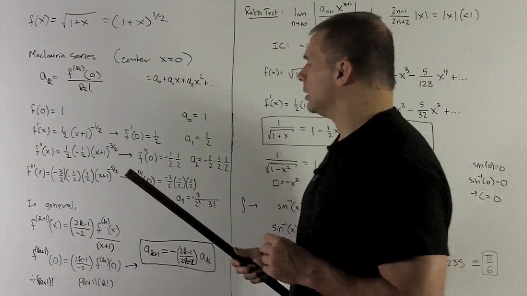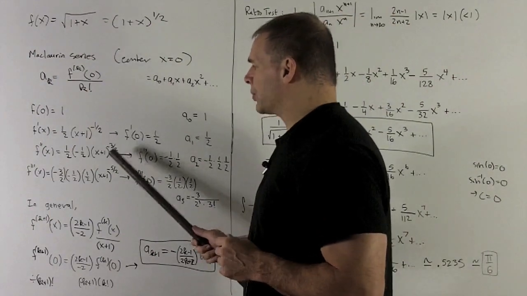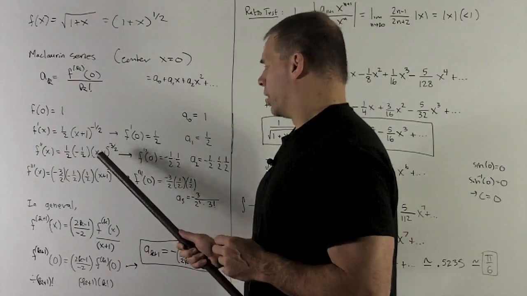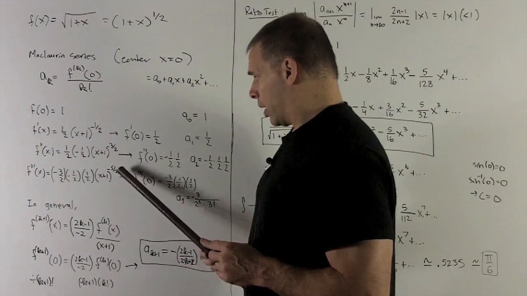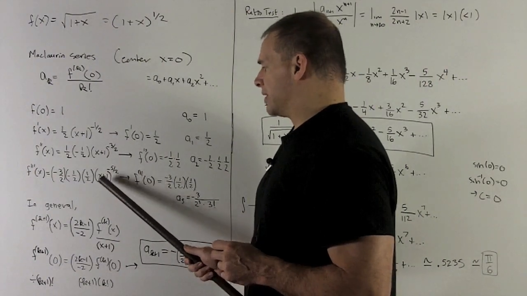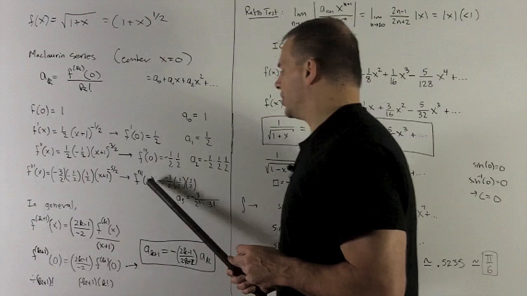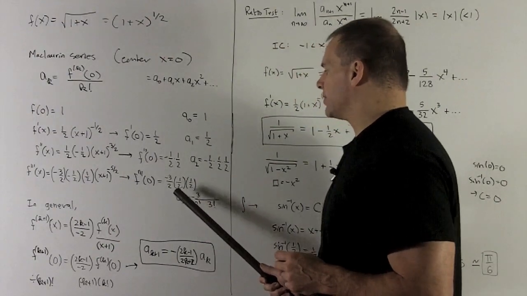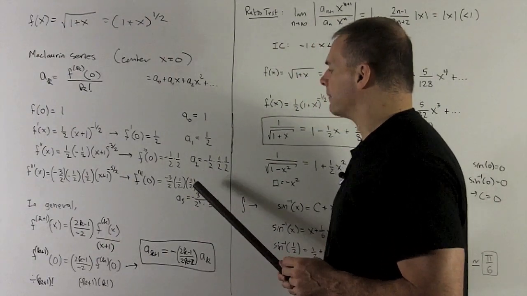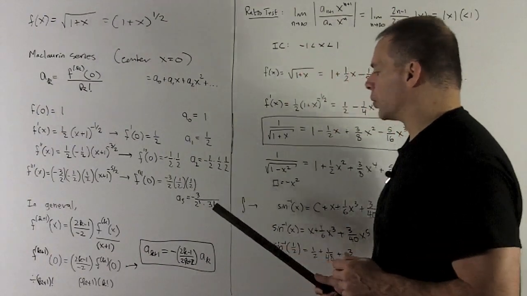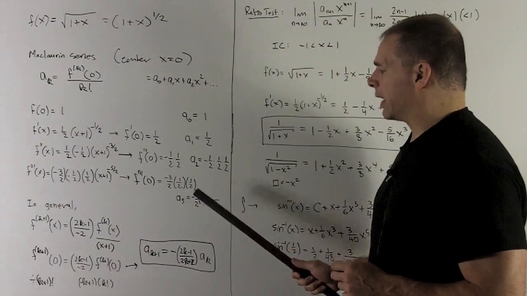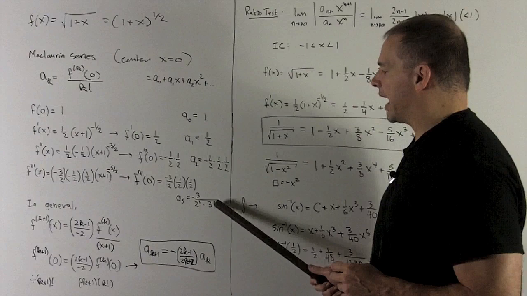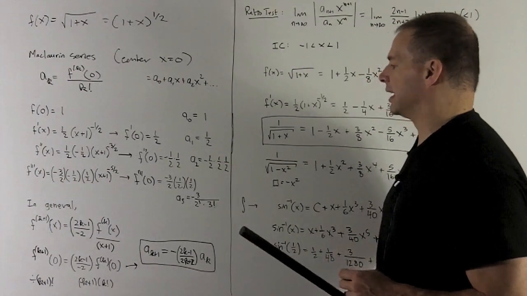Going one more, I'm going to bring that minus 3/2 down. We're going to take 1 off the exponent, and the derivative of the inside is still 1. We put our 0 in, so we get minus 3/2 times minus a half times a half. Then we're going to divide by 3 factorial. So for a sub 3, the 3's will cancel, so it's going to be minus 1/16.